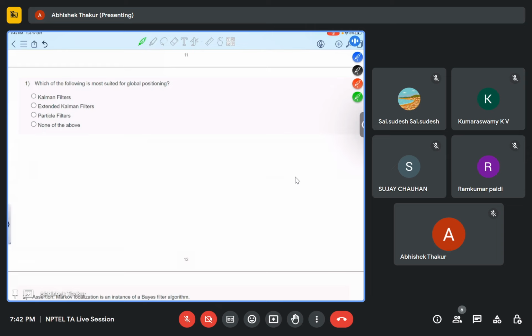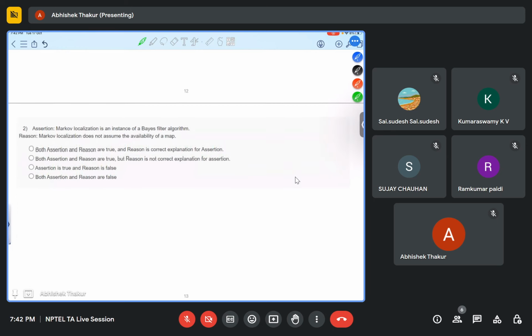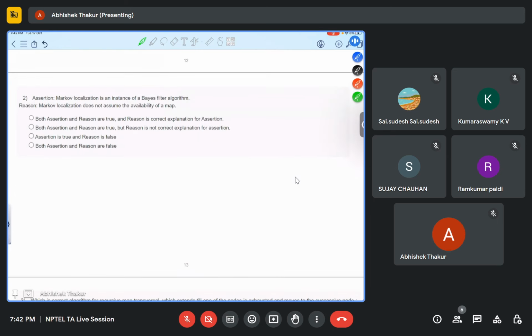Like for global position, the particle filter is the most suitable one. The Kalman extended filters are for the local position. I think these questions we have already visited, but only the options are a little changed.